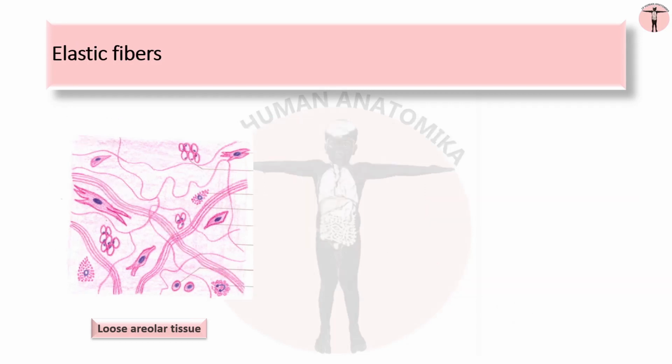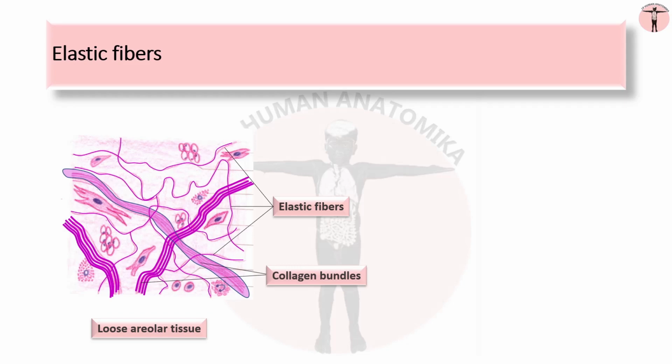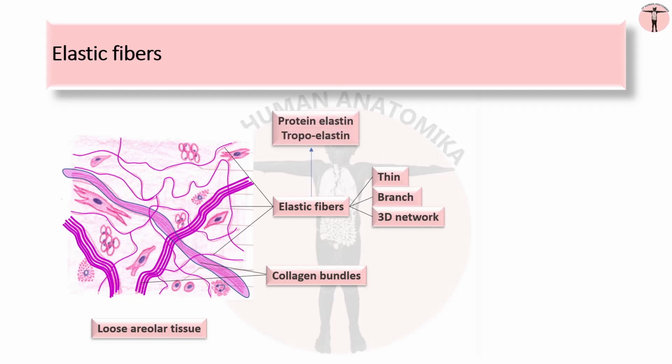Coming to the second type of fiber, that is elastic fibers, they are thinner than type 1 collagen and are interspersed among collagen bundles. Elastic fibers have the property to stretch in response to tension and hence provide elasticity to the tissue. Individual fibers are thin, branch, and form a three-dimensional network. They consist of the protein elastin and microfibrils formed of protein subunits, the tropoelastin.